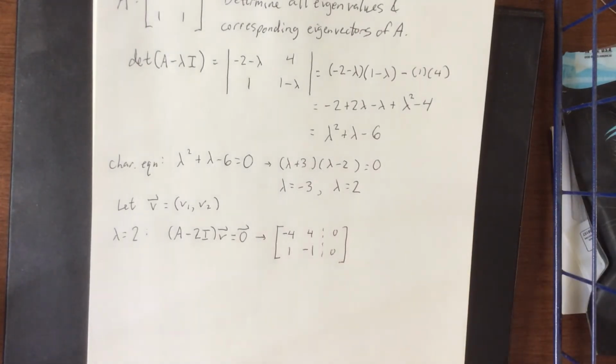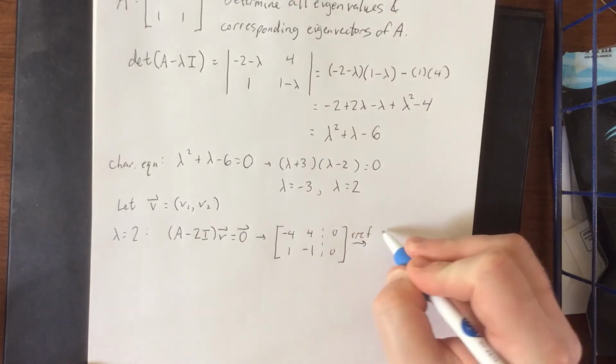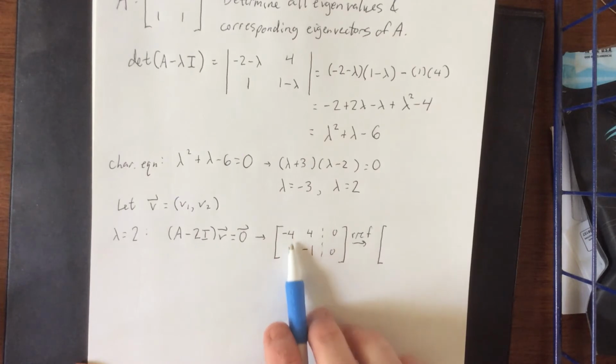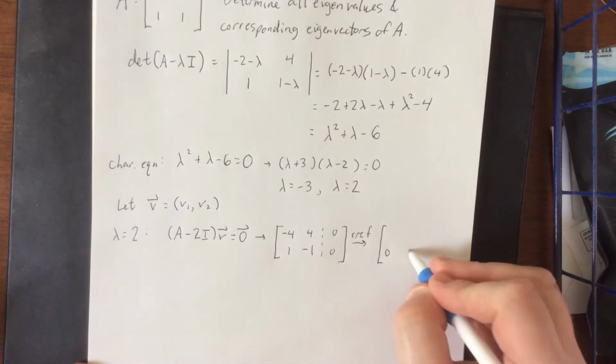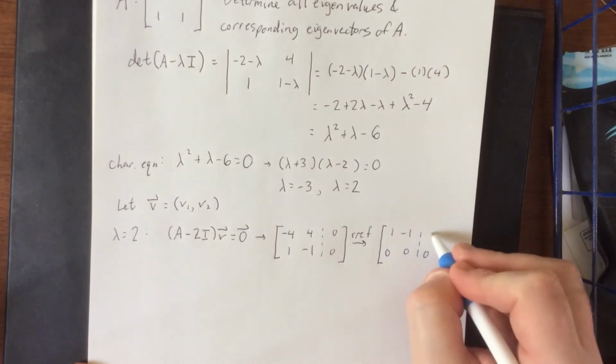We notice that these two rows are indeed multiples of one another, which is exactly what we want to have happen. Taking this into reduced row echelon form, which you should be able to do without a calculator, we'll swap the rows and then add 4 times this row to 0 that row out. Then we'll have a 1, -1, 0.